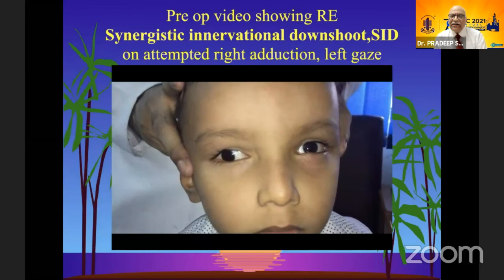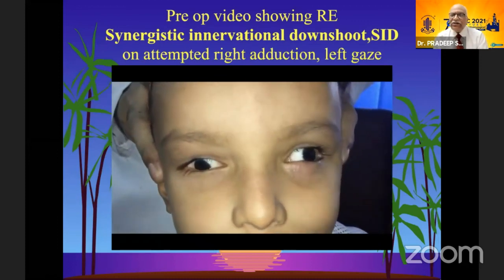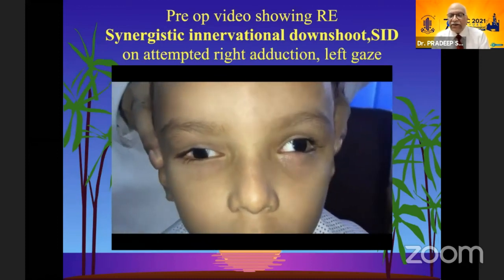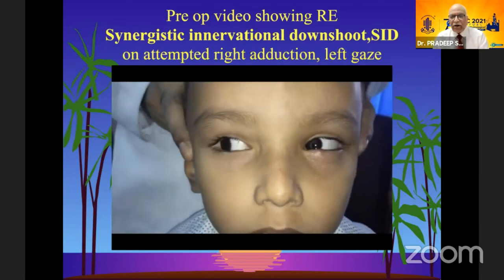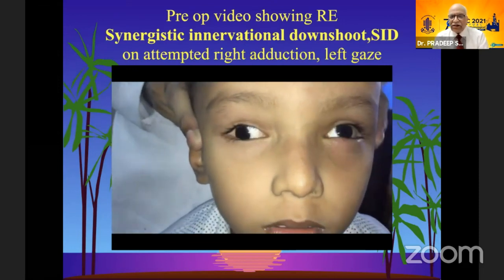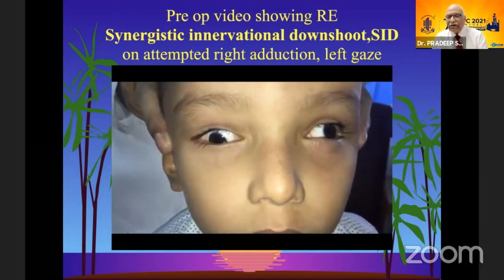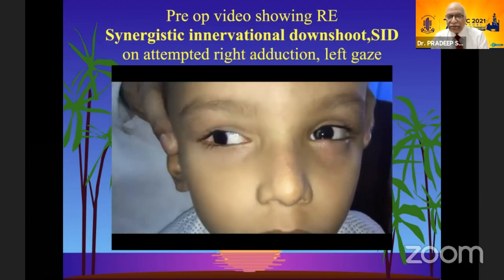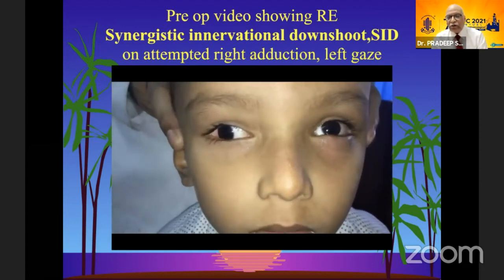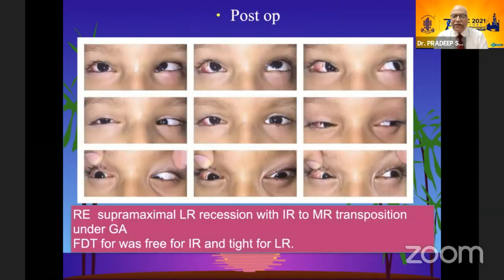Now this is another case which is showing you a synergistic innervational downshoot. This we have described as the SID syndrome. On attempting right adduction, notice that there is a downshoot of the right eye, as if looking towards Tokyo and it goes towards Sydney. So this is the abnormal innervation which is happening. And this is a post-op.